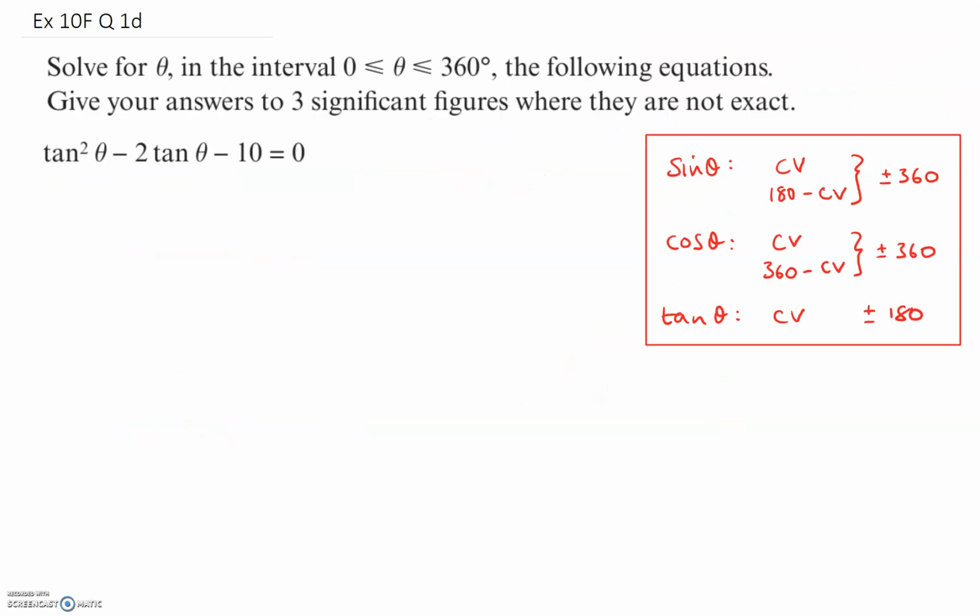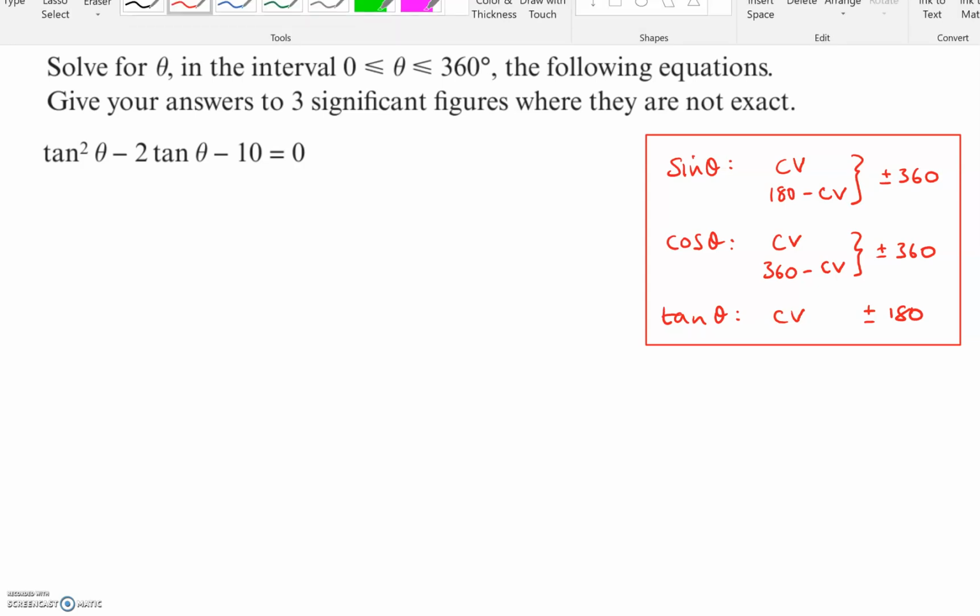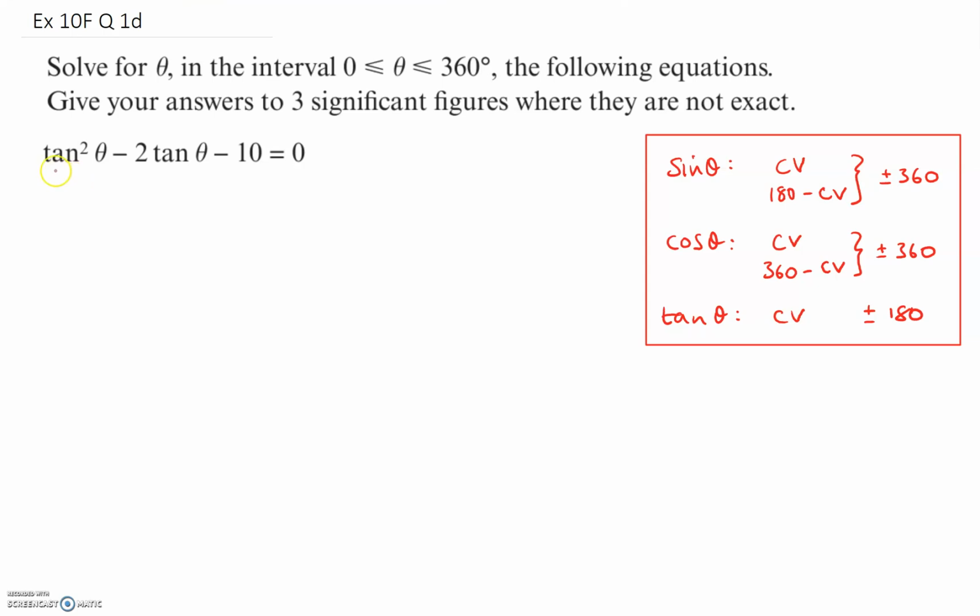Okay, final questions to look at. It's exercise 10F, and this is question 1D. This is a question of a slightly harder nature because we've got tan squared and we've got tan. So the way to deal with this is firstly recognize that this looks like a quadratic. So if you let a different letter, call it y, be tan theta, that means that y squared would be tan squared.